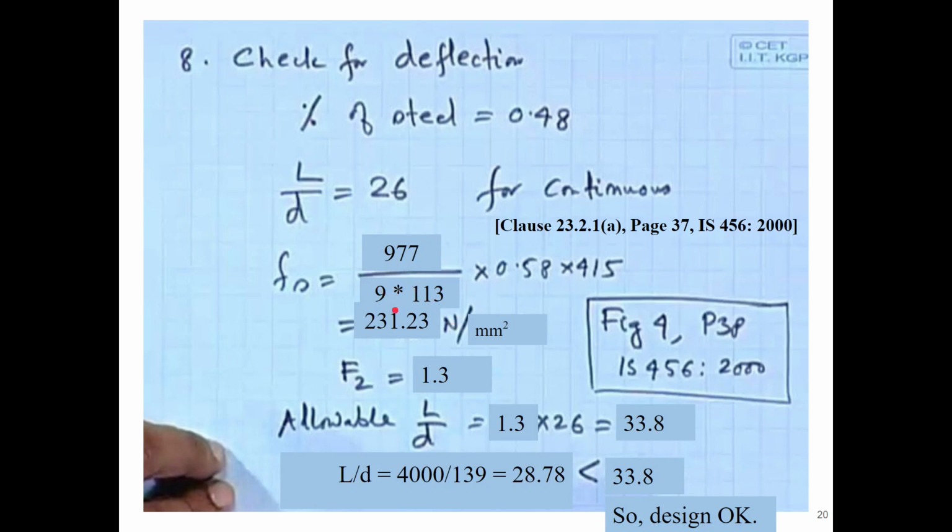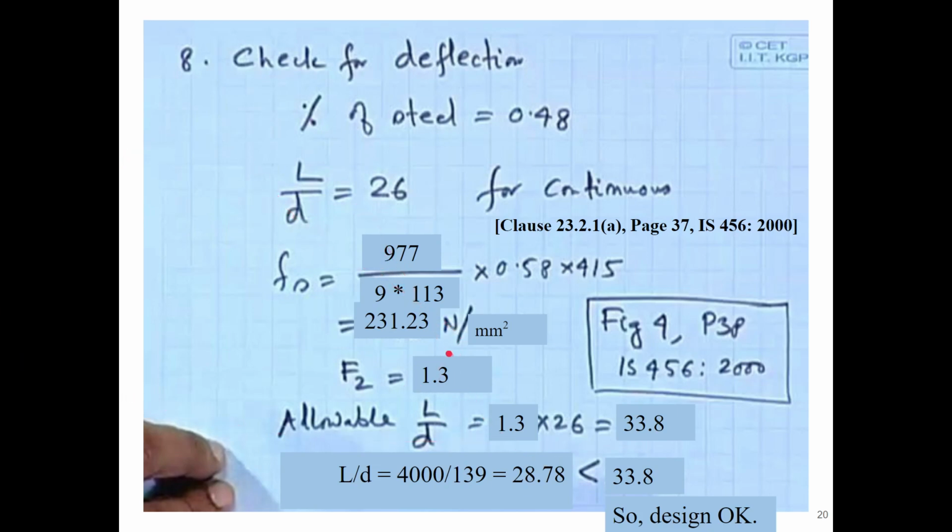Required was 977, provided is 9 into 113. Into 0.58 into 415 gives 231.23 Newton per millimeter square. So that is the value of Fs. And percentage of steel is 0.48. Using these two, we get the modification factor, which comes out to be 1.3. Therefore allowable L by D will be 1.3 times 26, which is 33.8.